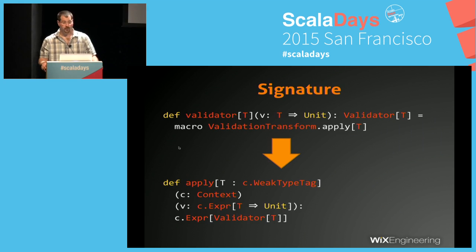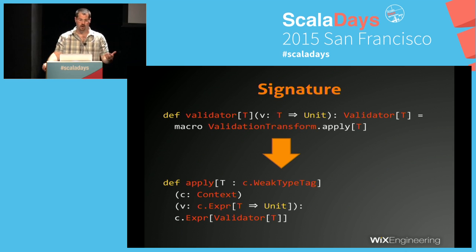So the signature for this macro specifically is, I have this method called validator, and a validator operates over some type T, which in the earlier example was a person. It takes in a code block. That's where the actual rules are defined, and it's just a function from T to unit because there is no computation there. It's all a declaration of validation rules.